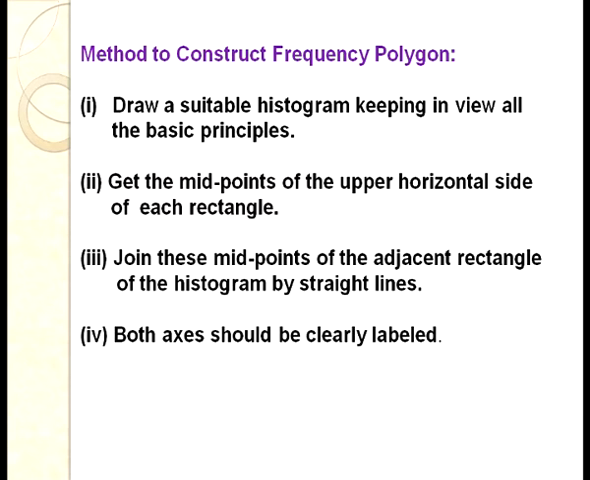Now, we have midpoints. Once we have identified the midpoints, join these midpoints of the adjacent rectangles of the histogram by straight lines. With the help of a scale, we can join these points. Once we have drawn it, we have to see that both the axes are clearly labeled. So, these were the steps to draw a frequency polygon. Let us take an example to understand it better.